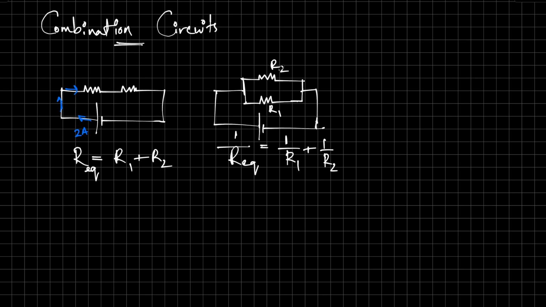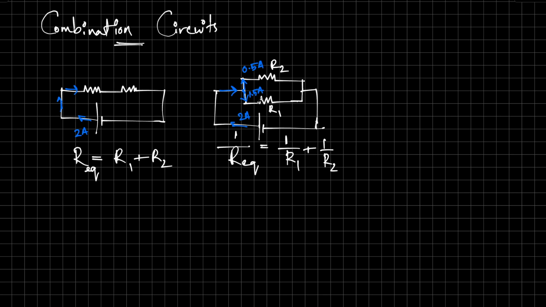In this case, if the resistor values are different, then the current flowing through the resistors would be different, because let's say 2 amps current is flowing through the battery, and upon reaching this junction here, some electrons would flow through R2, some electrons would flow through R1. So let's say 0.5 amps is flowing through R2 and the remaining 1.5 amps is flowing through R1. So the current would be different, but the voltage across the parallel resistors would be the same.